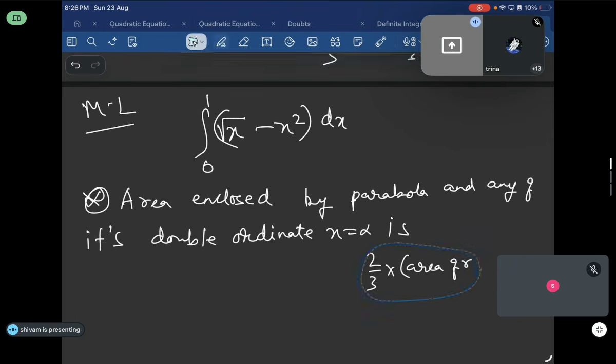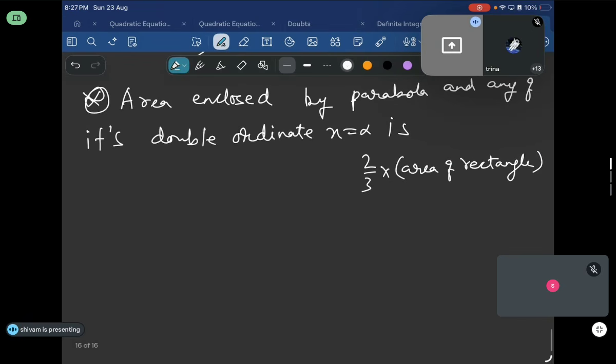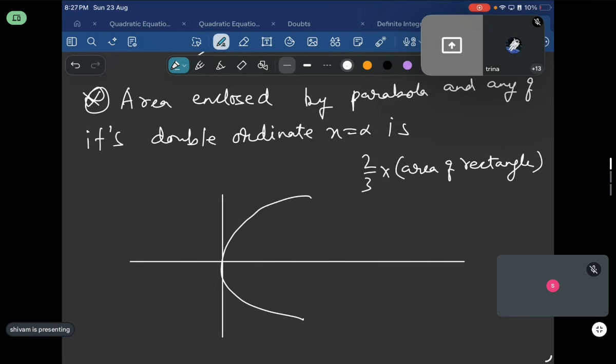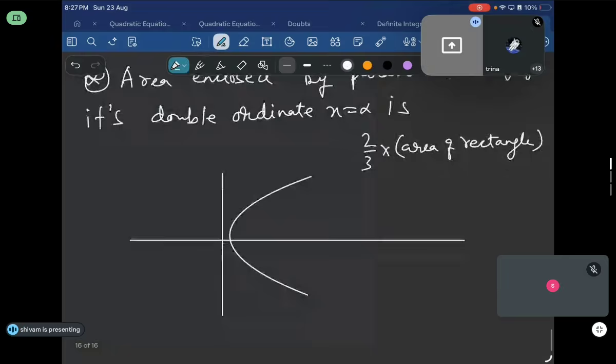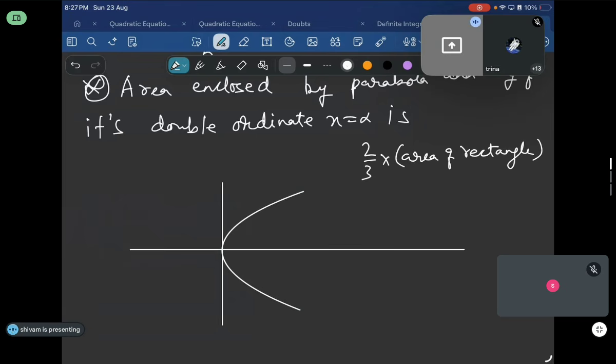Were you there in parabola? Forgot. Many people have forgotten, not only you. Actually, I think at least you people remember latus rectum, because generally the questions have come with latus rectum only. Okay, latus rectum, everyone remembers.